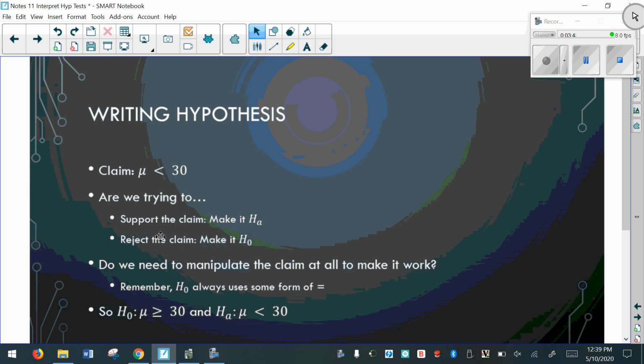Remember a few of the things that we're trying to do here as we go through. Trying to support the claim, to make it the H sub A. We're going to reject the claim if we want to make it the H sub O. So if we have the alternate that we know and given based off of supporting, then we would know that H sub O, mu, has to be bigger than or equal to 30 because it is really the opposite.